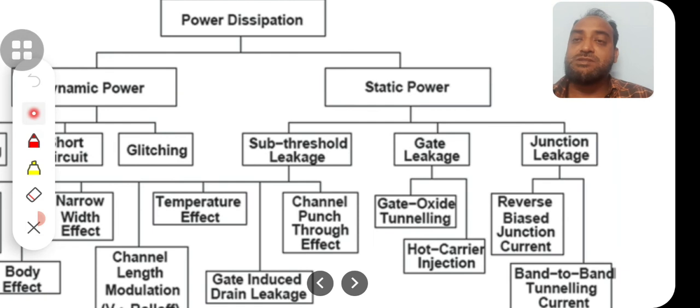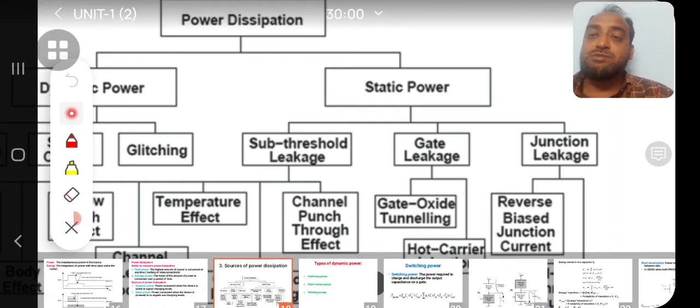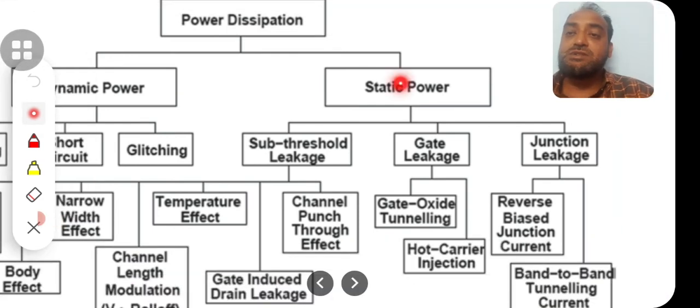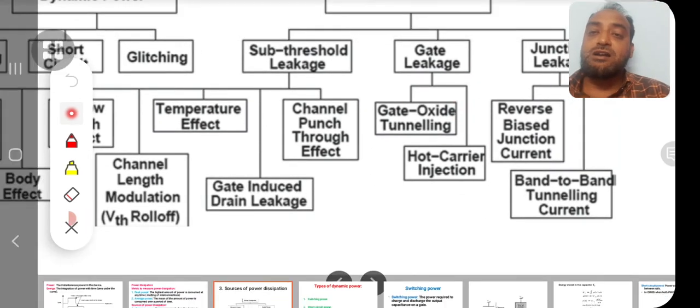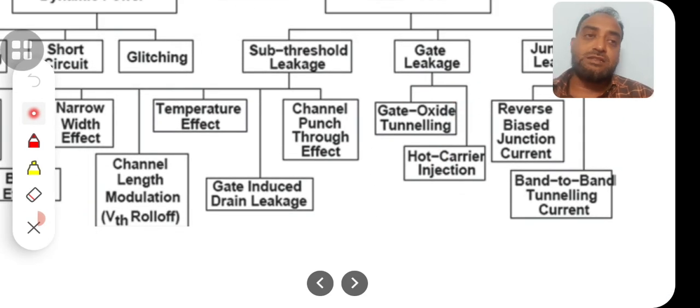So these three, switching power, short circuit power and glitching power, are the three dynamic power dissipations. And coming to static power dissipation, subthreshold leakage, gate leakage, and junction leakage are the three major categories of static power dissipation. In gate leakage, you can again have gate oxide tunneling and hot carrier injection.